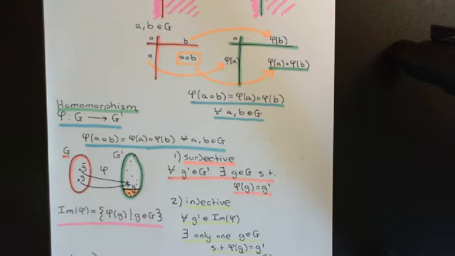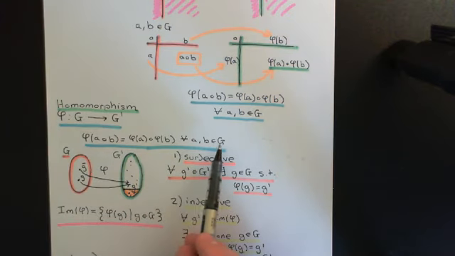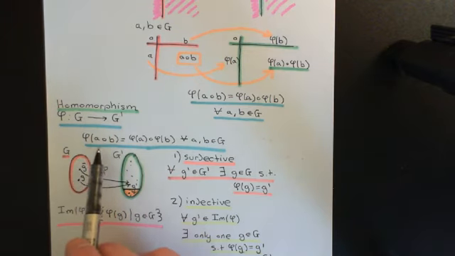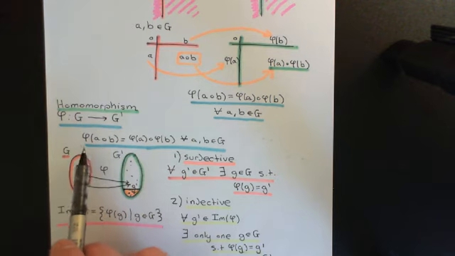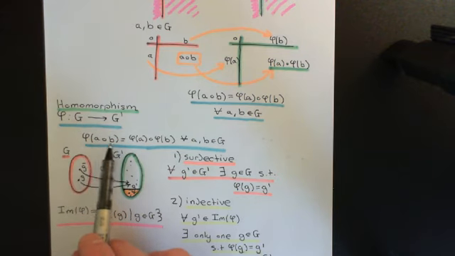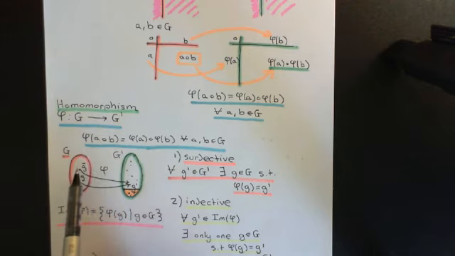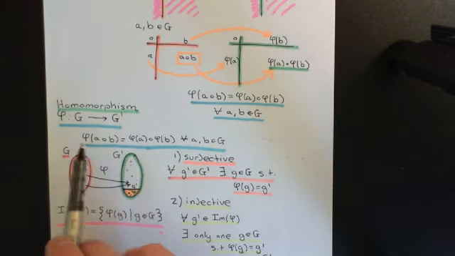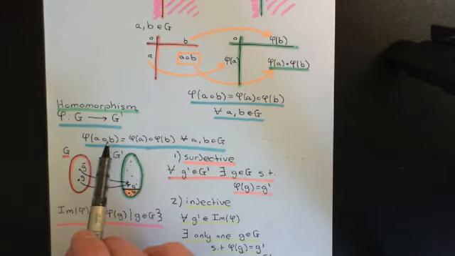So what does that actually mean? That means that if you take any two arbitrary elements of this group capital G, you can compose those two elements together in the domain group capital G to get an answer, A composed with B, and then you can take phi of that answer. So you can map this answer into the codomain group G prime to get some answer, which is phi of A composed with B.